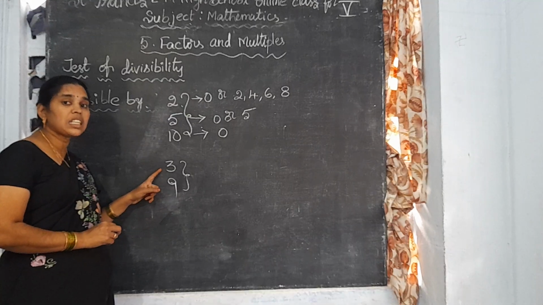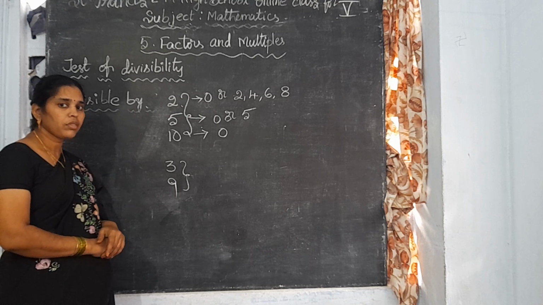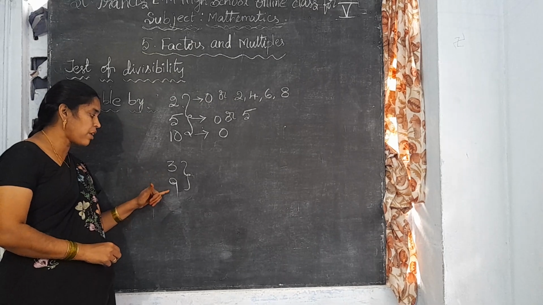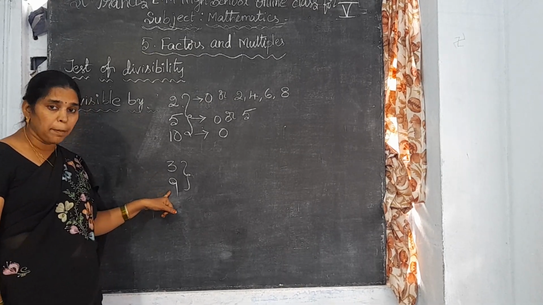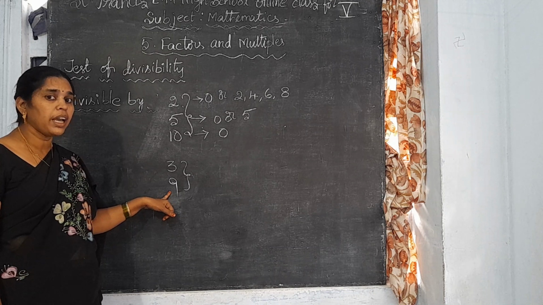If the sum of the digits in the number is divisible by 3, then the number is divisible by 3. In the same way, if the sum of the digits in the number is divisible by 9, then the number is divisible by 9.